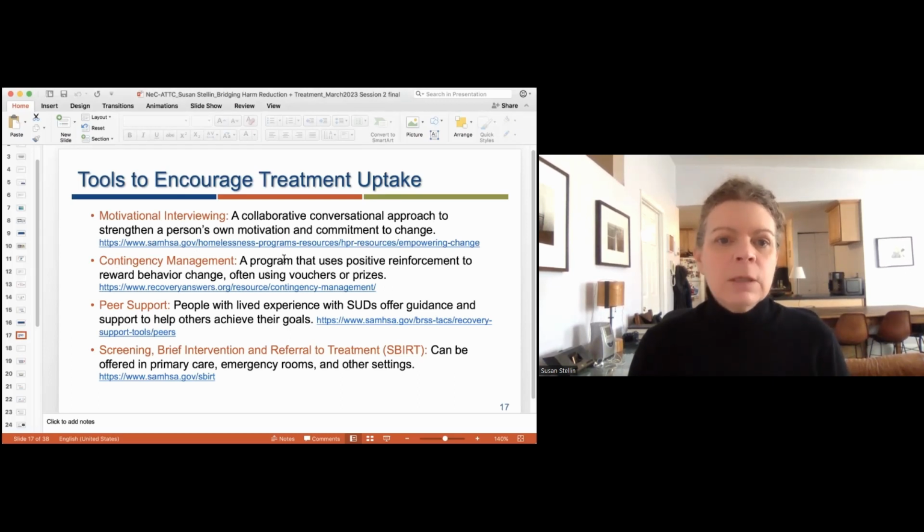Contingency management, so often used for people with stimulant use disorders. So that's a program that uses positive reinforcement to reward behavior change. So often using vouchers or private prizes.